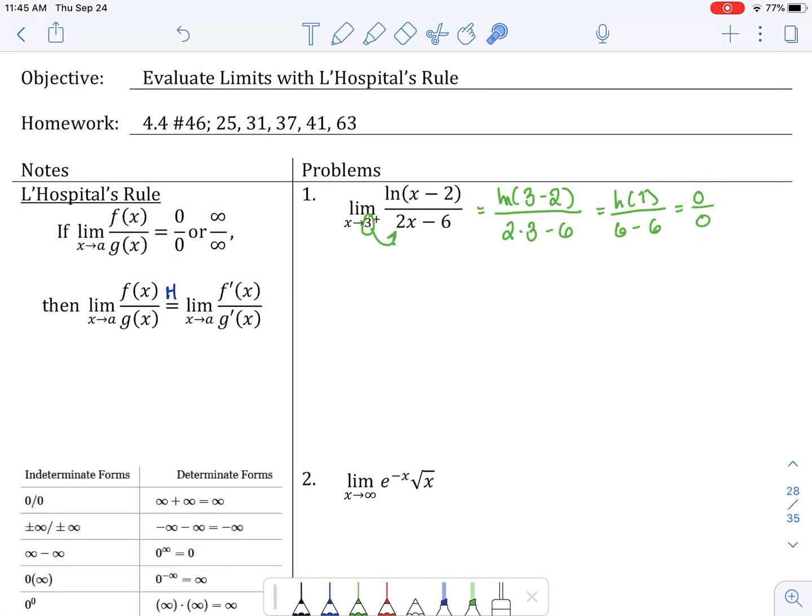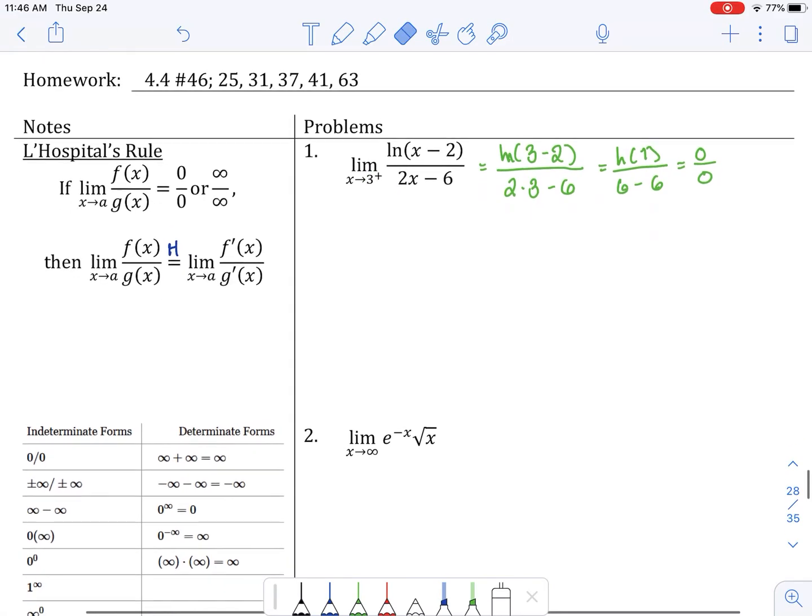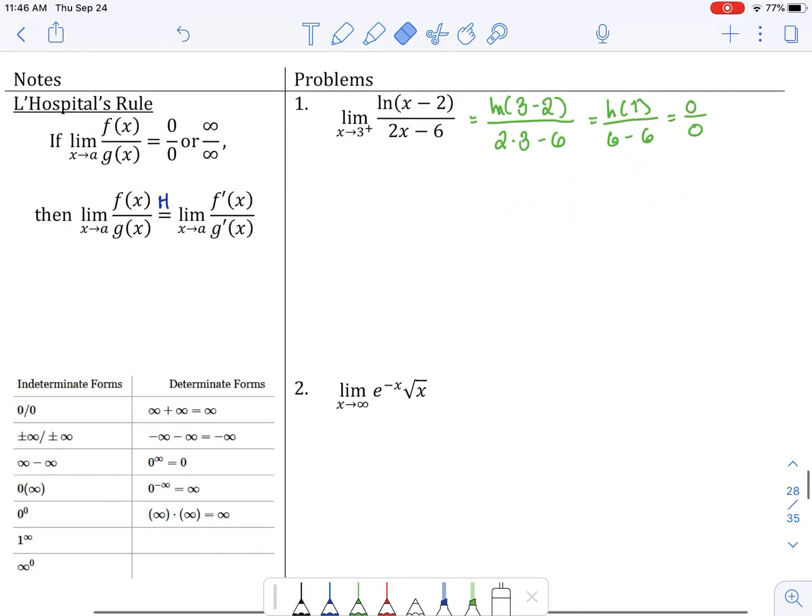So you have to show that you have one of these two forms before you're allowed to use L'Hopital's, and you have to do it not just in your head, but you have to show the work for it on the free response page. So once you've done that, then you are allowed to use L'Hopital's rule. We put our little h above the equal sign to show that. It's the limit as x approaches 3 from the right.